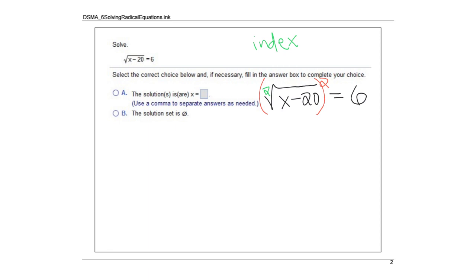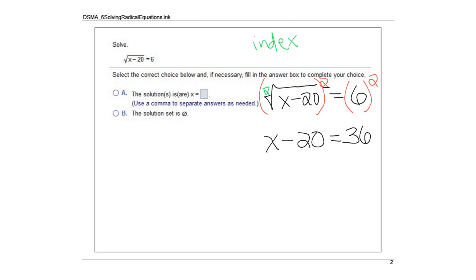The entire radical is raised to the second power, but we have to do the same thing on the right side. Whatever we do to one side of an equation, we have to also do to the other side. So at this point, I had an index of 2 and an exponent of 2. That's awesome. Those are inverses of each other. That's going to leave me x minus 20. And then on this side, I get 36.